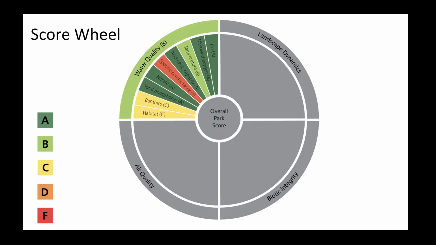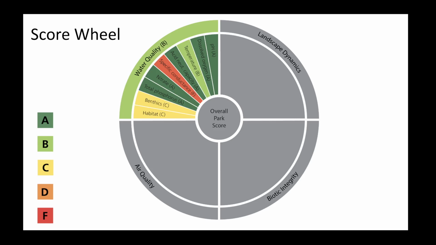Revisiting the score wheel, note that the indicators we examined, while related, tell us important information about various aspects of water quality within a park. They all come together to give an overall snapshot of the condition of this category. This is based on NPS inventory and monitoring program data. We can recalculate park scores whenever new data is collected.